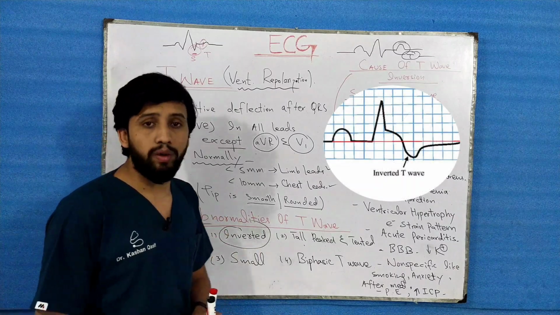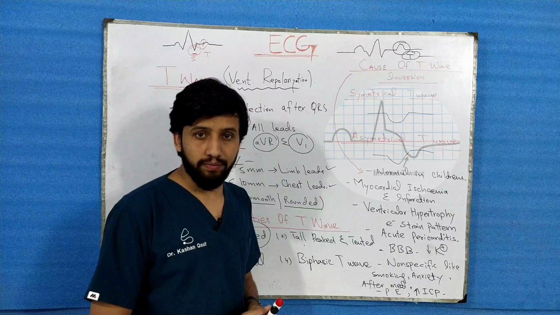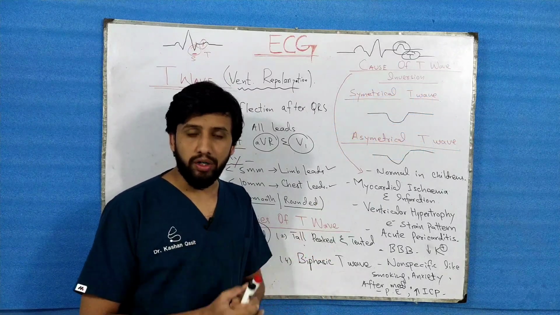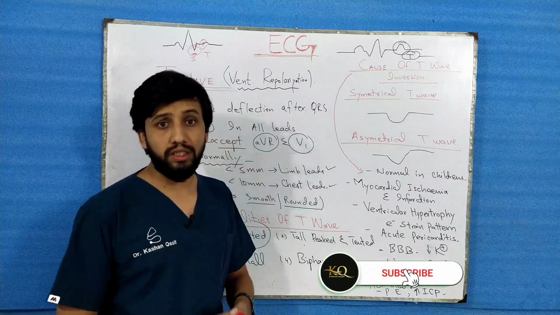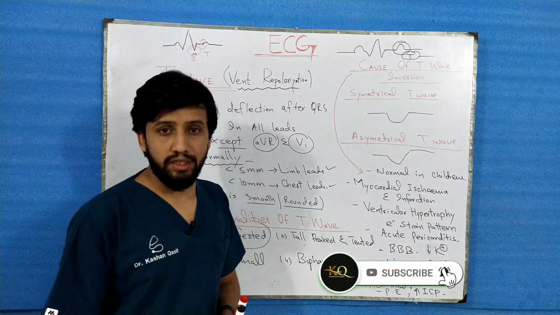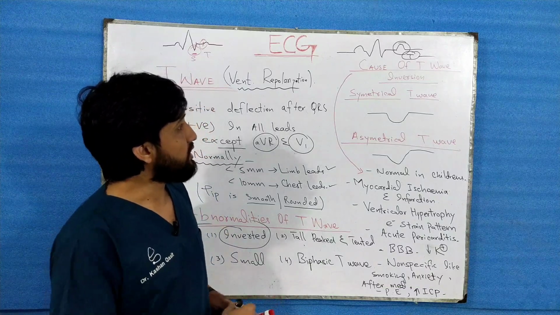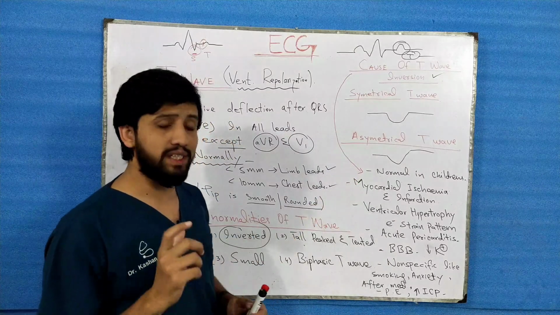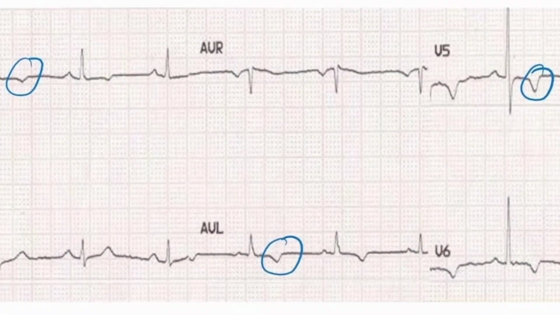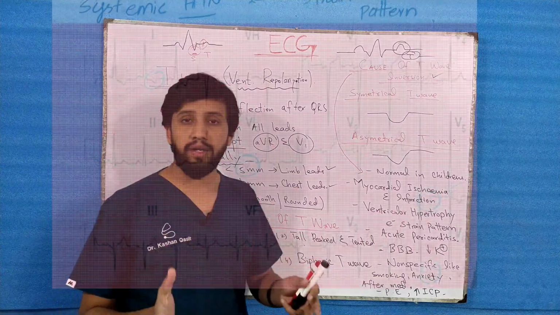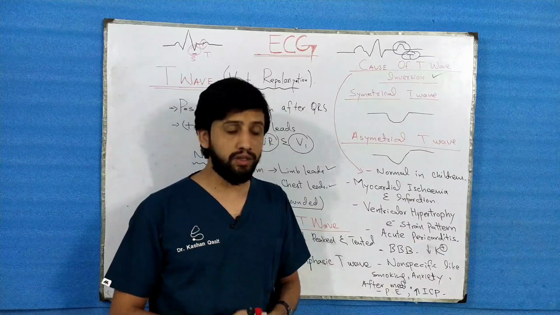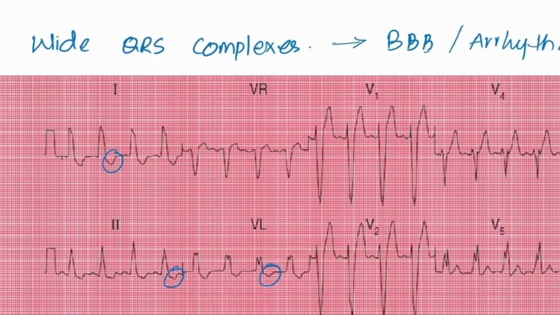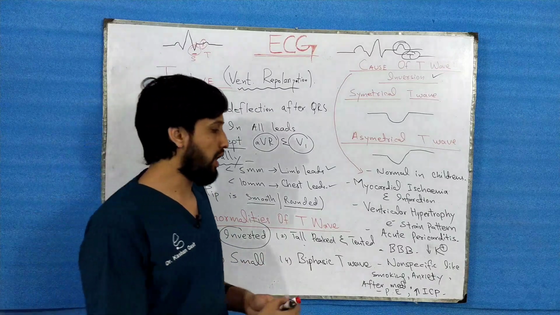This is the first abnormality, T wave inversion. The causes for T wave inversion include, number 1, myocardial ischemia and infarction. Then comes ventricular hypertrophy with a strain pattern, which we have discussed earlier in a previous lecture. Then comes acute pericarditis, bundle branch blocks, and decreased potassium level, which is hypokalemia.